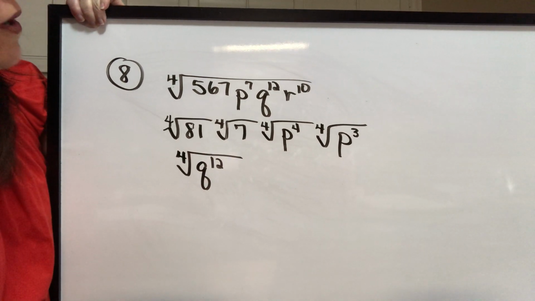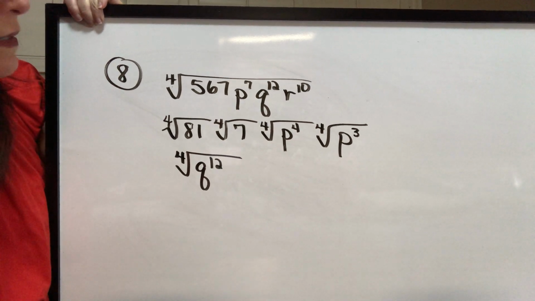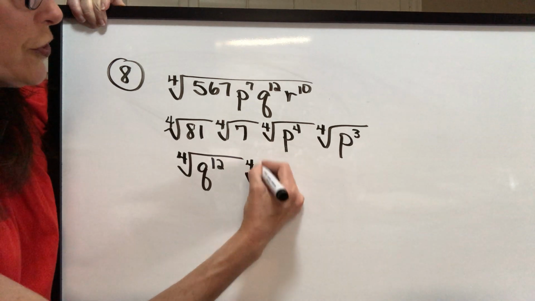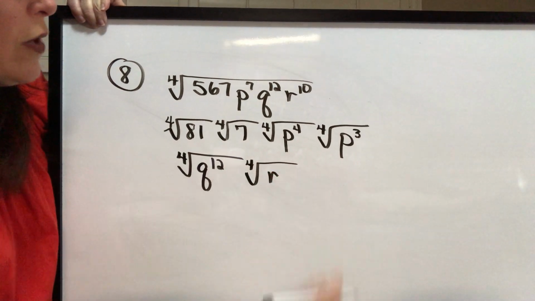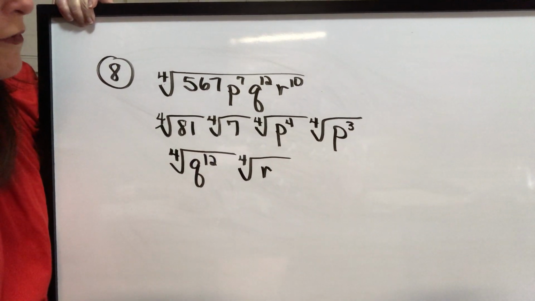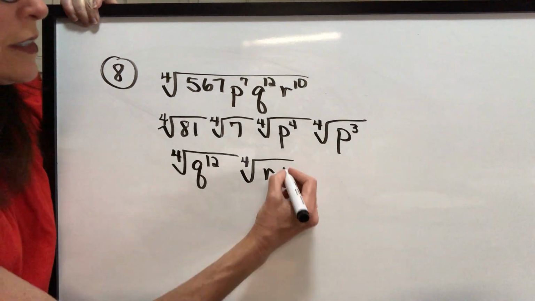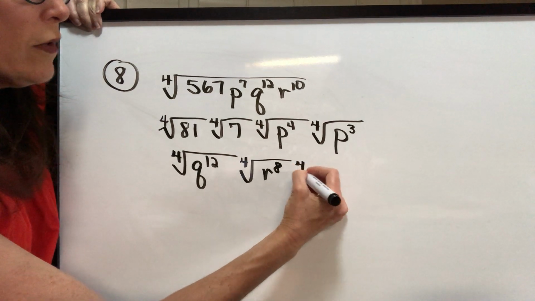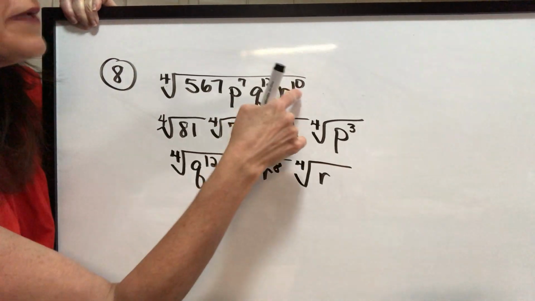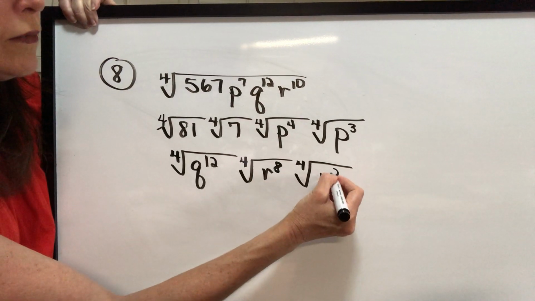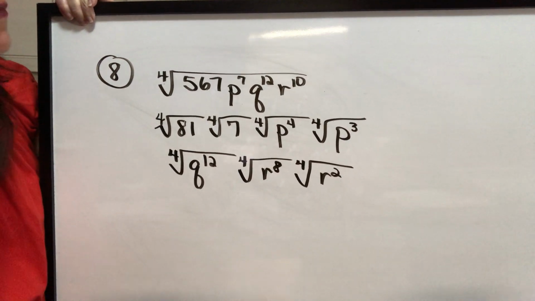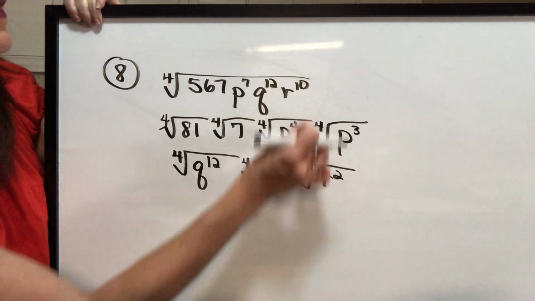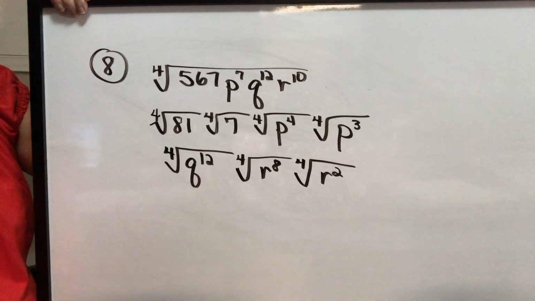Okay, the last one is r to the 10th. So 10 is not divisible by 4, so we're going to need to break that one up into 2 radicals. So you want one of them that is divisible by 4. So 8 is divisible by 4. And then you want to think, well, how many more do I need to make 10? So 8 would need to have 2 with it in order to make 10 altogether. So r to the 8th and r squared together would make the 10. Okay, so everything is broken down.